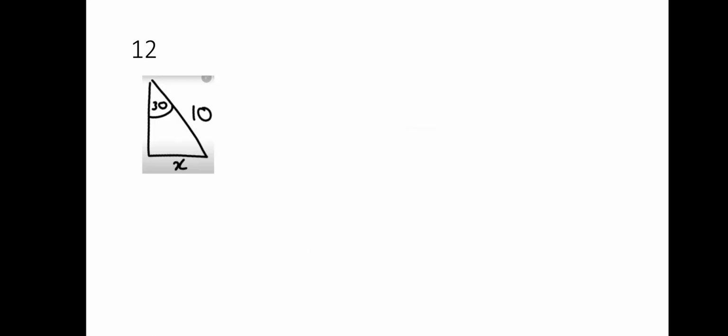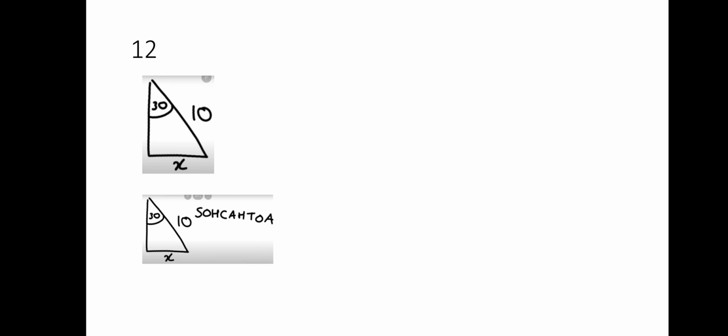Question 12. Here is a right angle triangle. Use trigonometry to work out the value of x. So if we start by writing SOHCAHTOA, that will help us in working out which ratio we should be using.